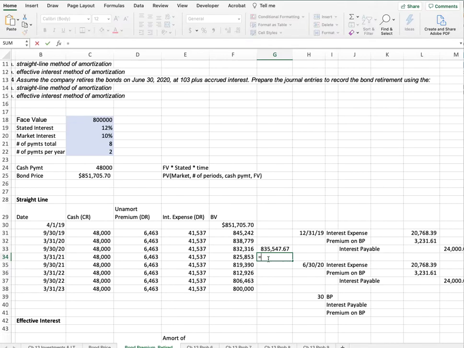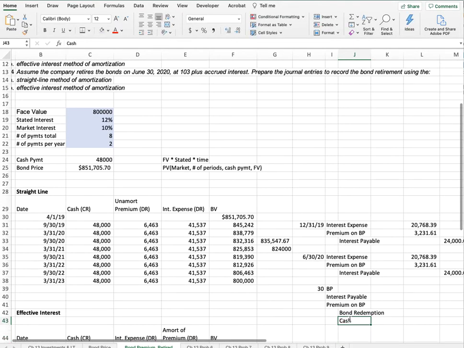And so if we're retiring these, I guess we could have just known at 103, that means that our retirement price is $824,000 because 800,000 times 103% gives us $824,000. And so that gives us a gain on this bond redemption. So we'll put our gain there, and then obviously we're paying cash to actually retire it.